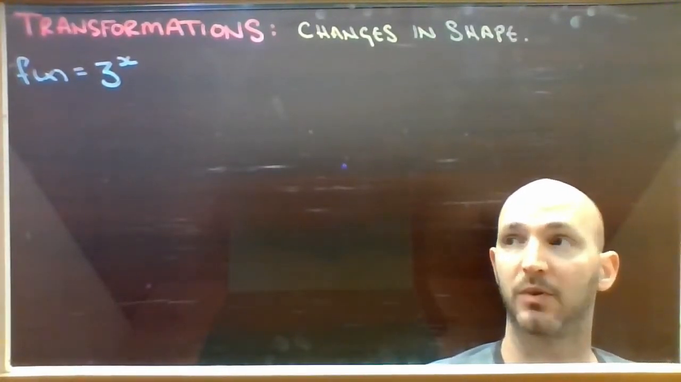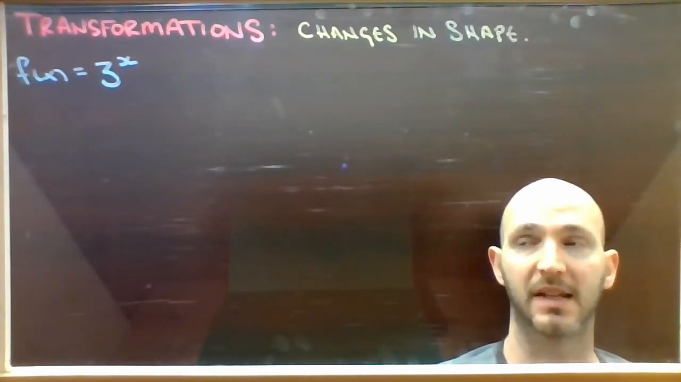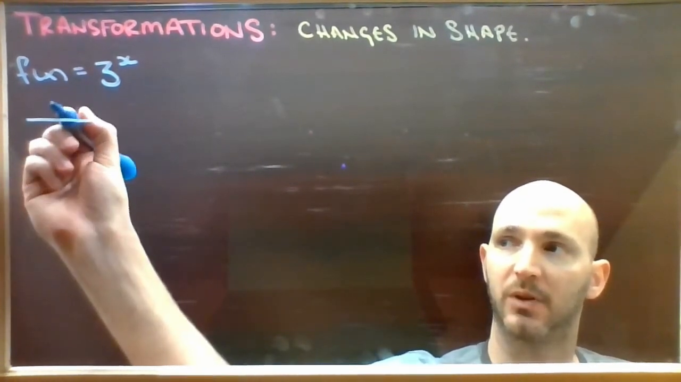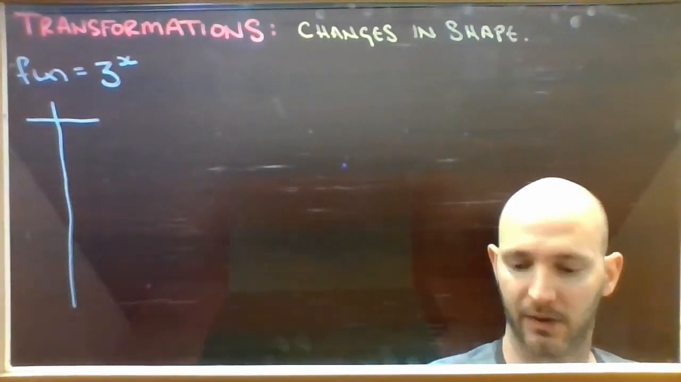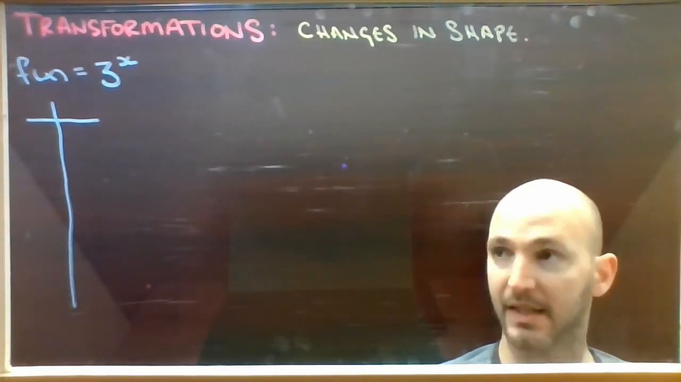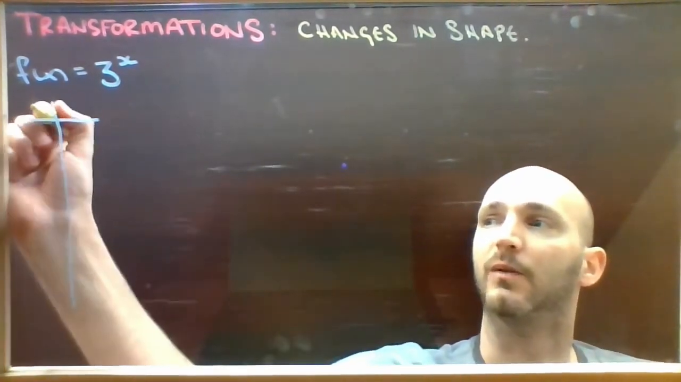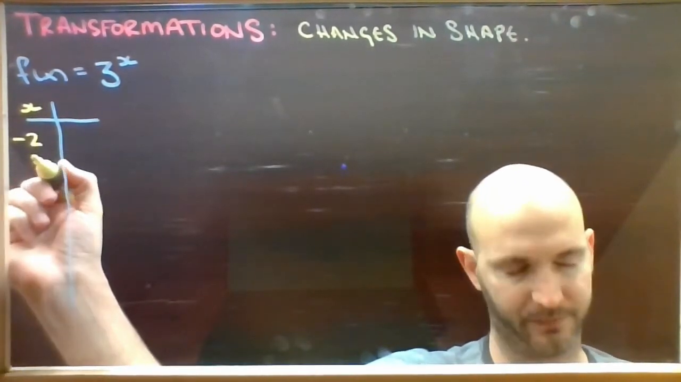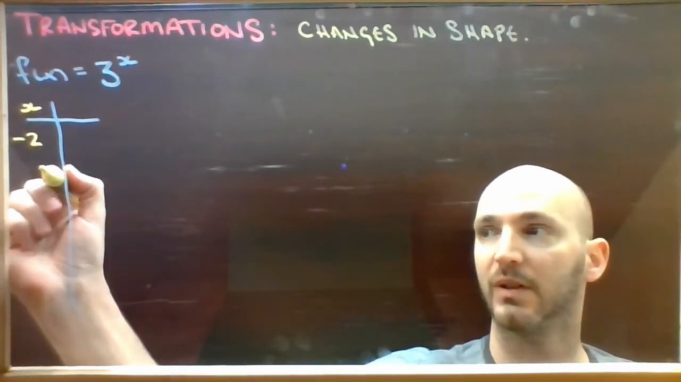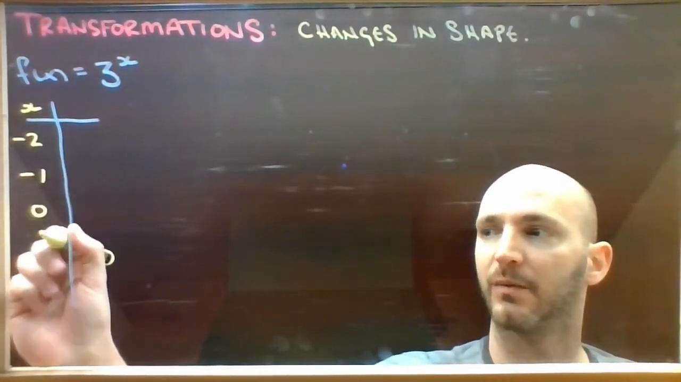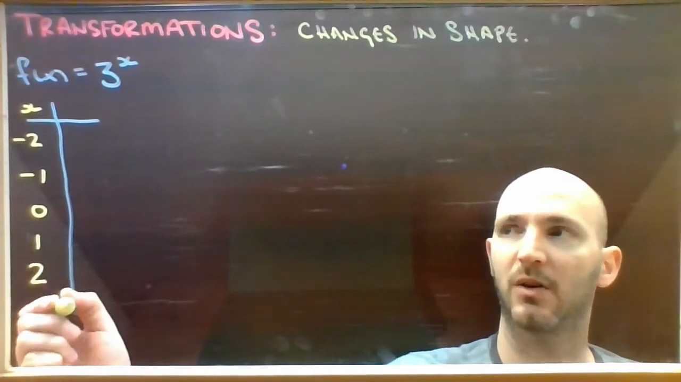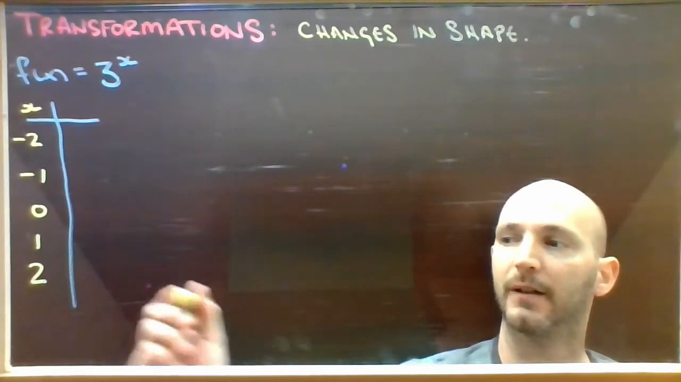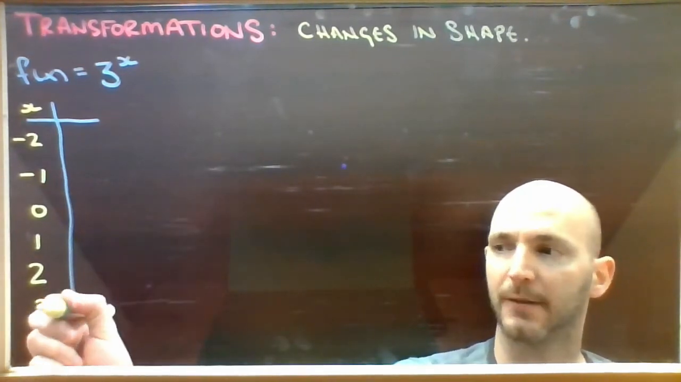For the next example, I'm going to use the base function 3 to the exponent x. So I'm going to have to make my table of basic values. For an exponential, we usually use -2, -1, 0, 1, and 2. And I'm not going to bother with 3 because 3 cubed would be 27, which is way off my grid. Well, what the heck? Let's put it in.